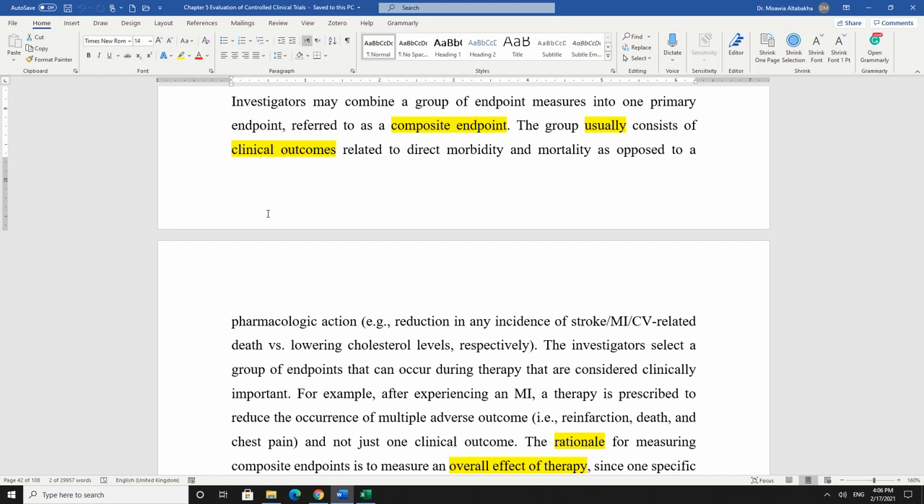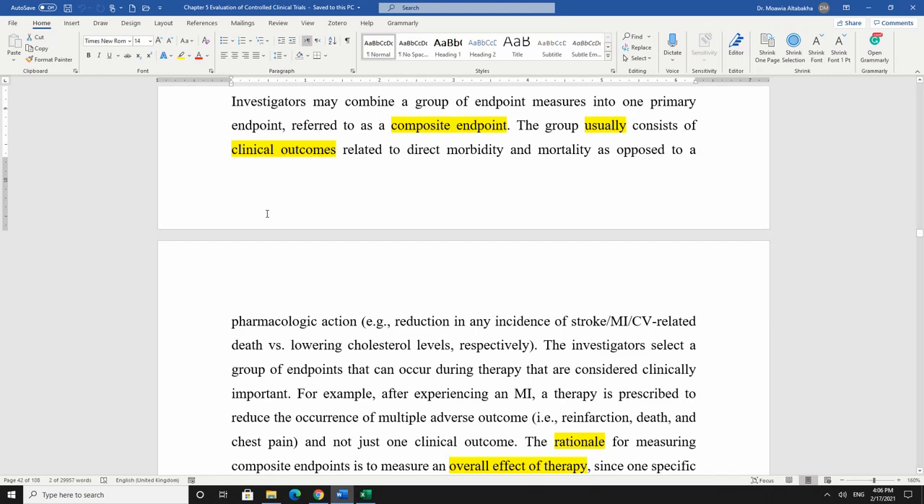Did it remove the problem or not? Okay, we call them clinical outcomes and they are very important. Okay, while we have, for example, pharmacological action or laboratory parameters such as cholesterol level or blood pressure, we don't consider them as clinical outcome.